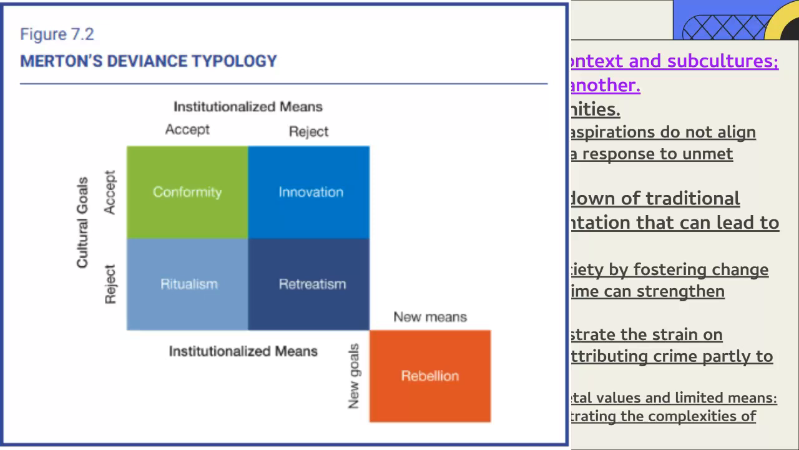And then rebels, who reject both the existing goals and the means of achieving them and work to create new values and a new social system altogether. This might be a radical political or religious group like the Heaven's Gate cult, for example.